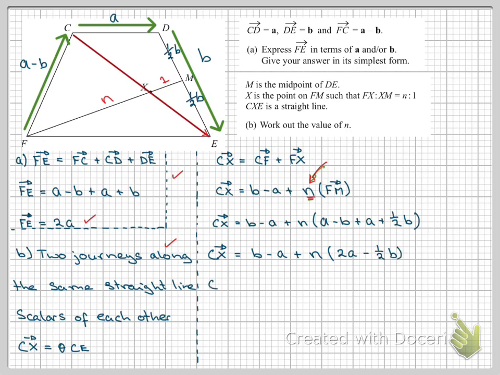Now at this point what I want to do is separate this into its A and B components. To do that, I'm going to distribute this N inside. So I'll have 2NA and minus 1/2 NB. And when I separate them, it will look like this. Okay? I've got C going to X will be 2N minus 1 A, and then I've got 1 minus 1/2 N of B.